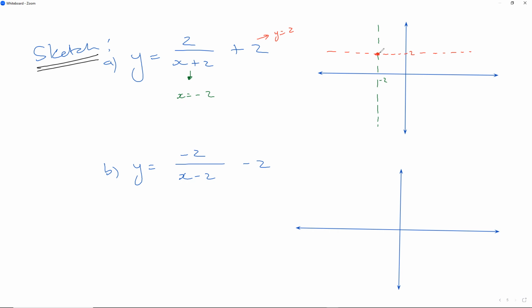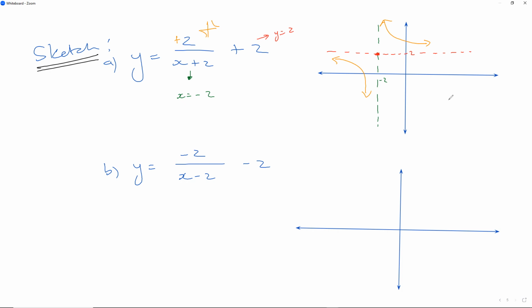Now I know where my central point lies. The next thing I have to look at is the value of k, which is positive, indicating top right, bottom left. So this would be sketched top right, bottom left, like that.